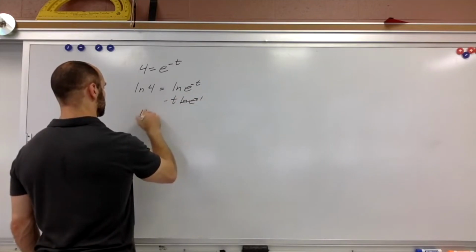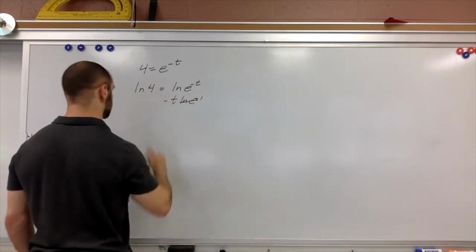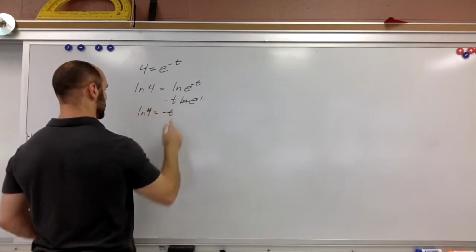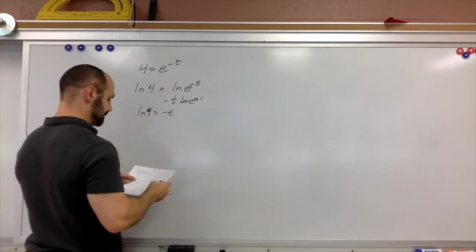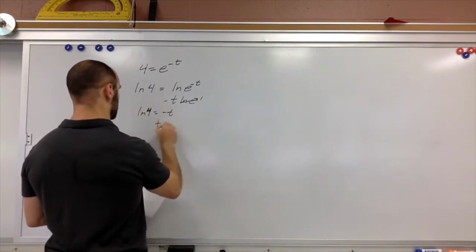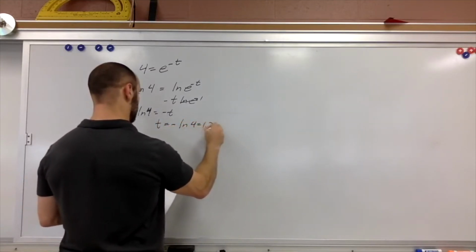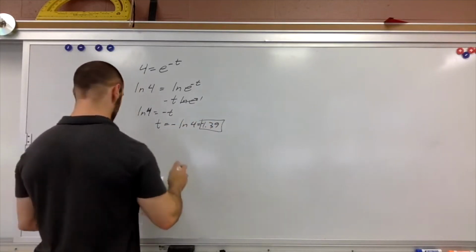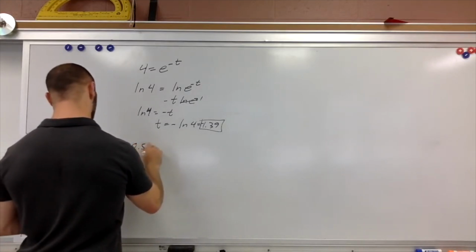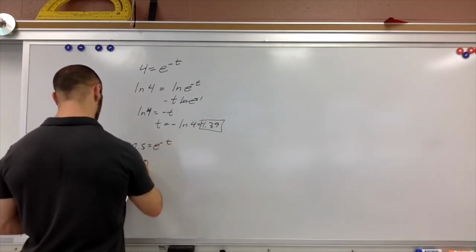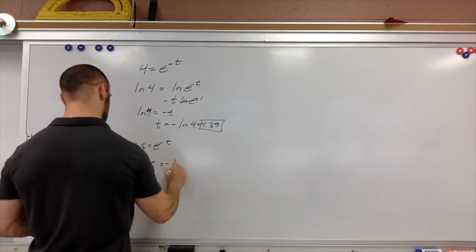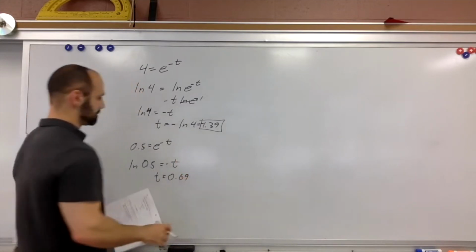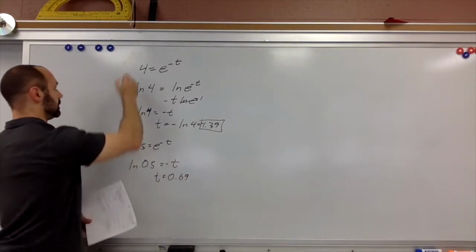So natural log of 4, sorry, let's try that again. Natural log of 4 is negative t. And so what this comes out to, t is negative natural log of 4, which is negative 1.39. Okay? Pretty simple, right? For the next one, 0.5 equals e to the negative t. Well, then we have natural log of 0.5 equals negative t. So that means t is the negative of this, and we get 0.69. Okay. This should not be hard yet, by the way. This should be pretty simple stuff.